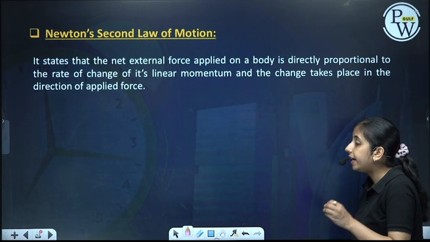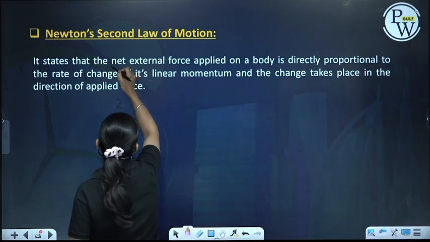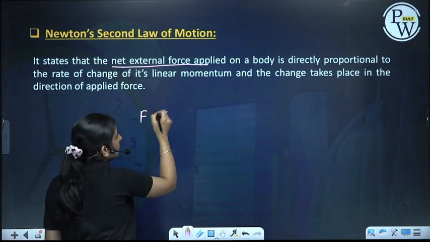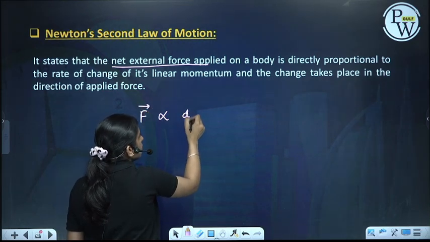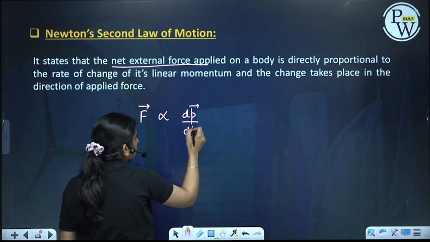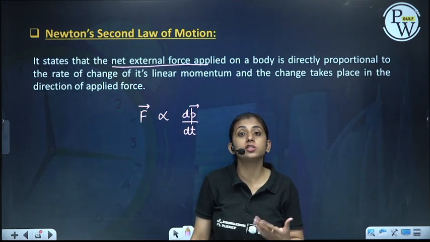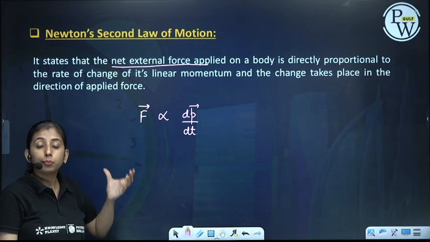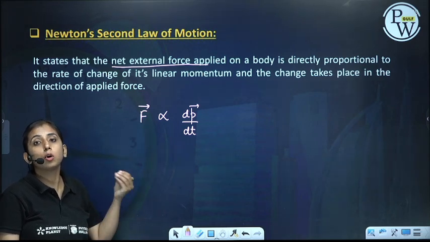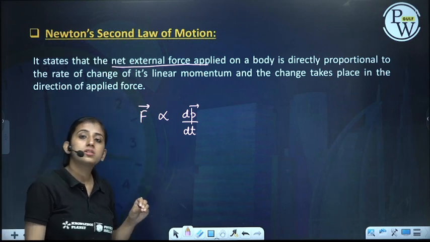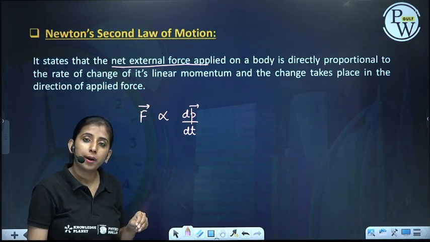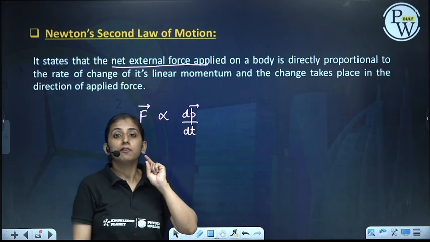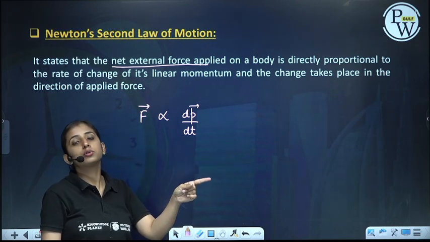It states that the net external force applied on a body is directly proportional to the change in linear momentum of the body divided by the time in which the change is brought about. Or we can also say that force applied on a body is directly proportional to the rate of change of linear momentum, and in which direction this force will act, in that direction the linear momentum is changed. If we apply a force F in this direction, momentum will also change in this direction only.